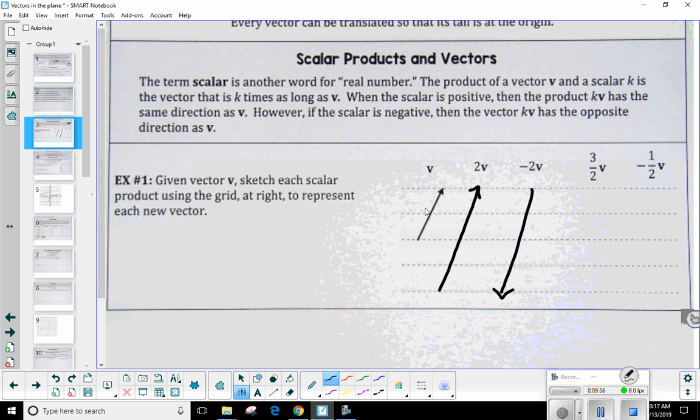Okay. Well, let's try these other two on our own. Take a few seconds to go ahead and sketch what you think 3/2 v or negative 1/2 v is going to give you.